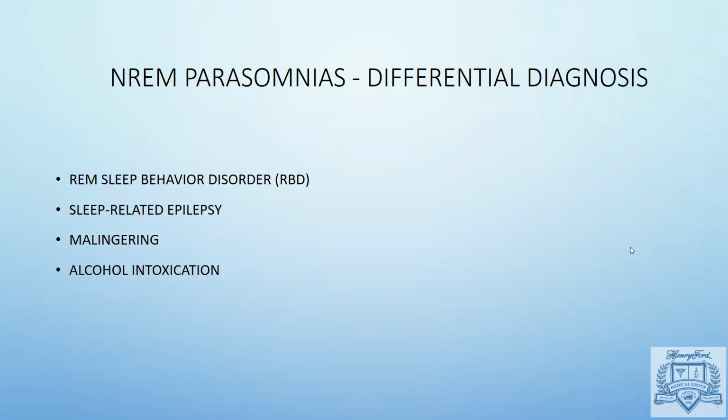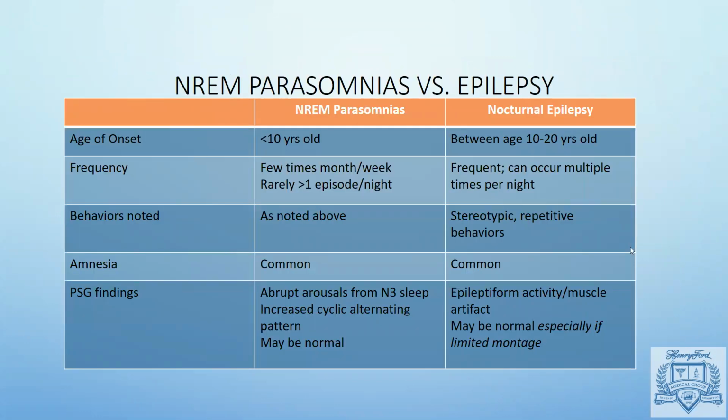So differentials: RBD, REM behavioral disorder, sleep-related epilepsy, malingering, and alcohol intoxication. The main thing is, obviously, amongst those, that the most harmful is epilepsy. The major differentiating feature between parasomnias and epilepsy is epilepsy is more repetitive, stereotypic, occurs almost on a nightly basis, whereas parasomnias don't really occur on a nightly basis. Even if they do, maybe once, doesn't occur more than once a night.